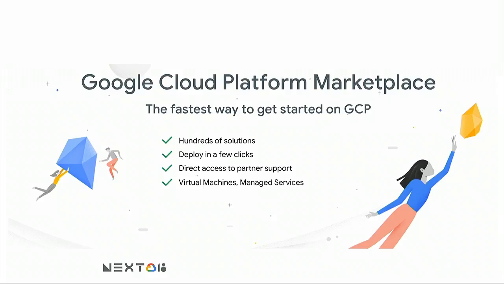Traditionally, we've mostly had 2 types of products in the marketplace. One based on virtual machines, so partners provide virtual machine images, deployment manager configurations, if you're familiar with that. We also have some managed services in the marketplace. But we're excited to have announced just this past week that we're adding first-class support for Kubernetes in the marketplace. And we're actually the first public cloud marketplace to have this capability.